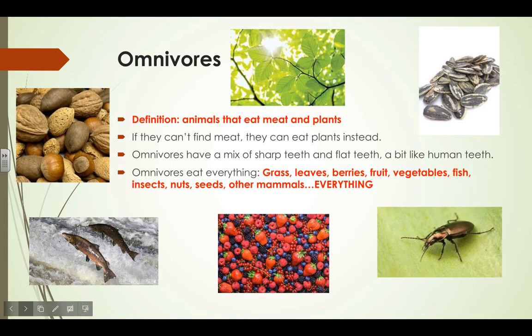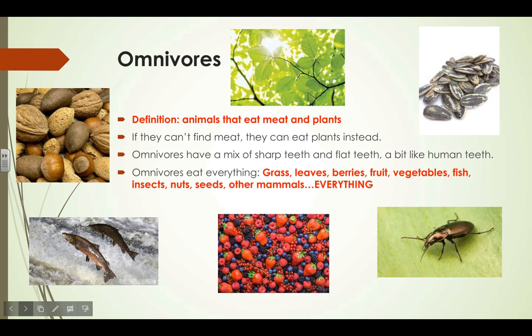Okay, so the last category is omnivores. And omnivores are animals that eat meat and plants. So they eat everything. They eat grass, leaves, berries, fruit, vegetables, fish, insects, nuts, seeds, other mammals. They literally eat everything. They're not fussy. If they can't find meat, they'll eat plants. If there's meat available, they'd rather have the meat.